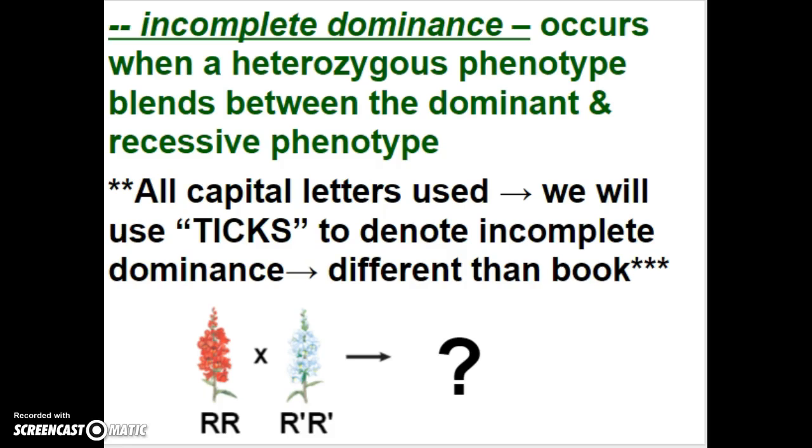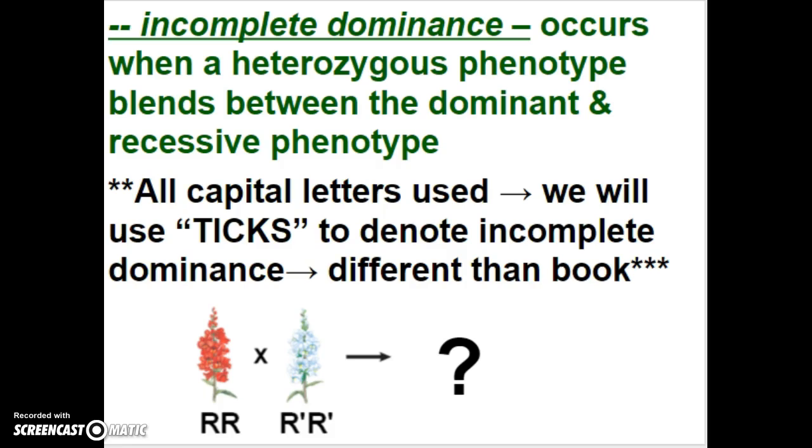We use all capital letters in incomplete dominance, which is slightly different from your book, because your textbook has a little bit of an old school way of doing this, plus it's very confusing if you were to just look at a problem in the textbook and know if it was incomplete dominance or regular single trait dominant and recessive. So we'll use what I call ticks or marks, whatever you want to call them. So it's a little bit different than the book, but it will be a lot easier to understand when we do our genetics problems.